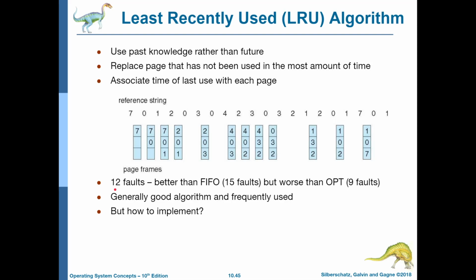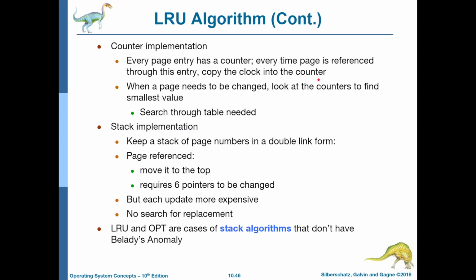This is generally a good algorithm, even though it has its weakness. So the question is, how do we implement something like least recently used? How do we make it so that we know which particular frames were least recently used? Do we keep this particular reference string in memory to be able to look backwards? There are better ways to do this.